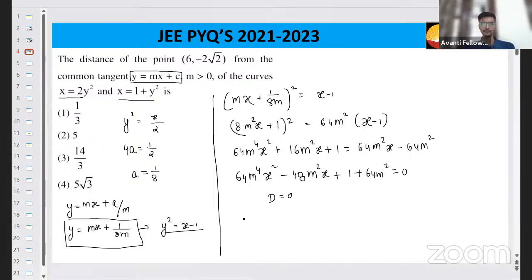This is b square. So 48 square into m raised to the power 4 minus 4 into 64 m raised to the power 4 into 1 plus 64 m square should be equal to 0. So b square minus 4a into c. Okay, so we can cancel out m raised to the power 4.